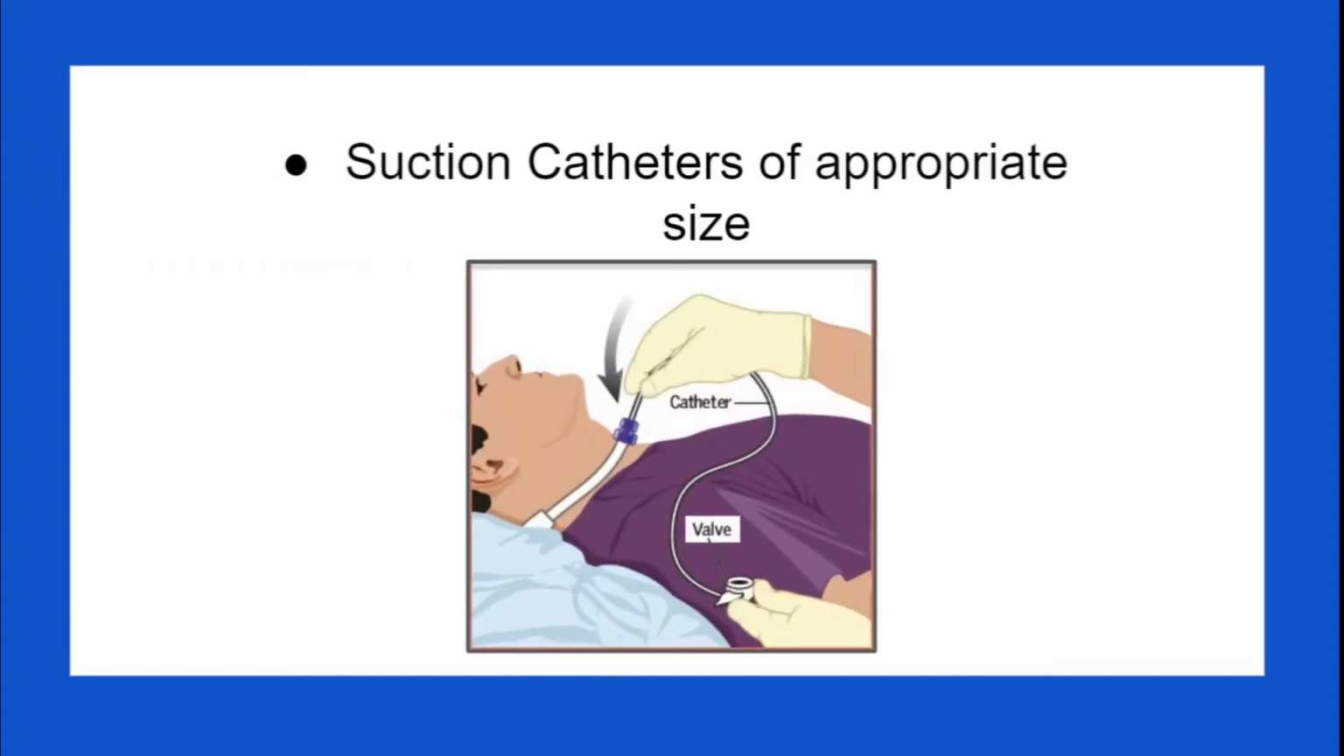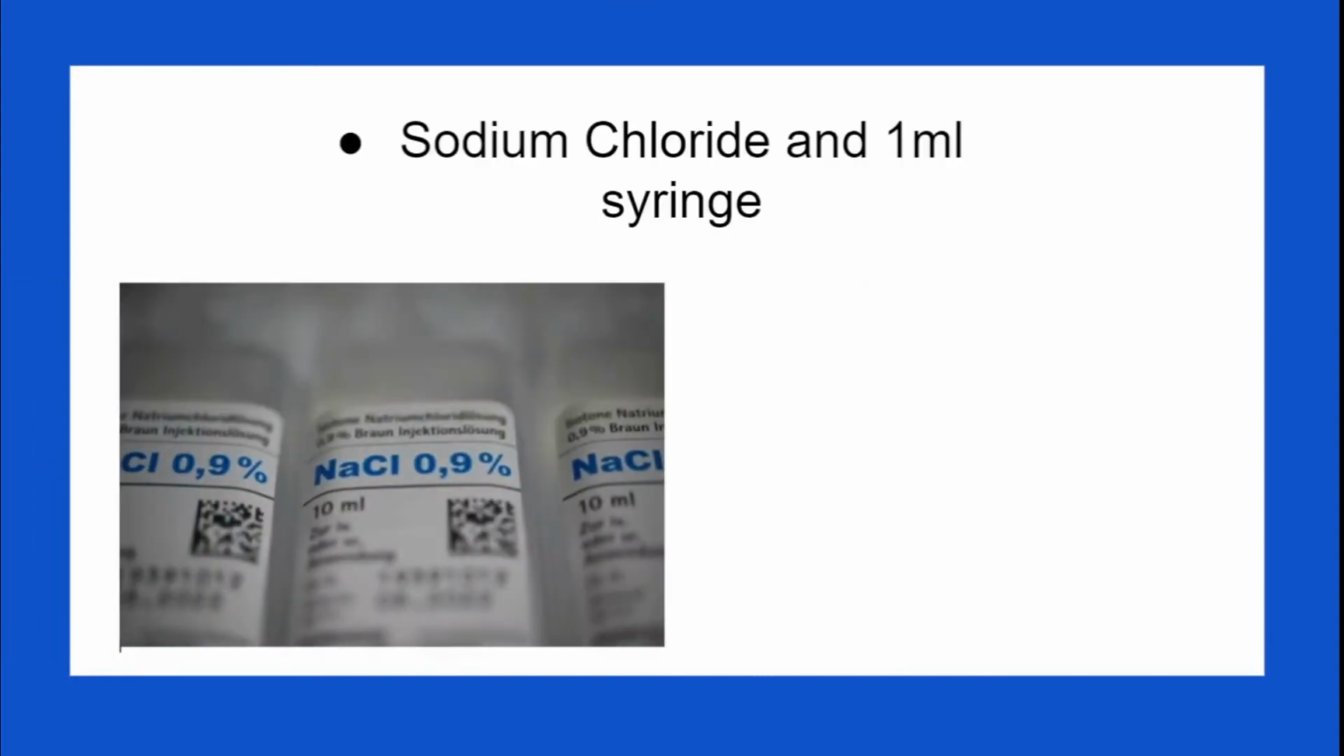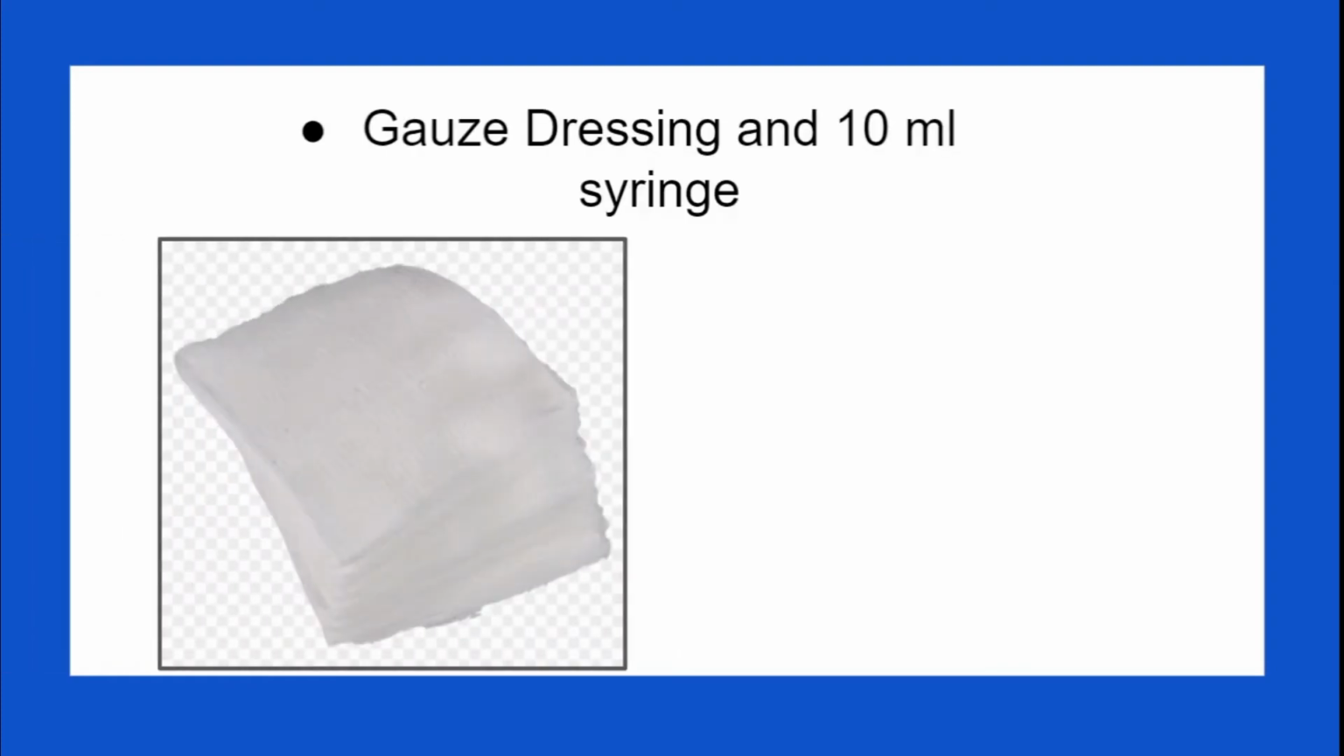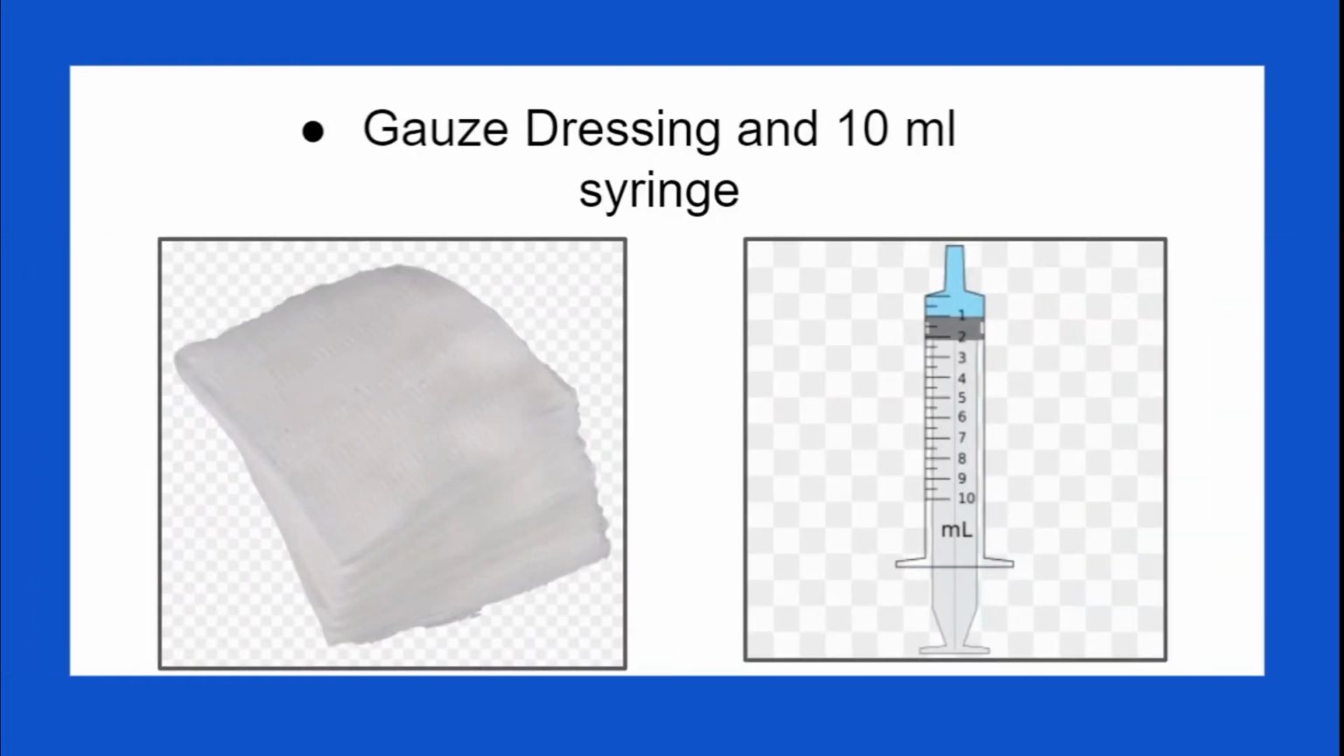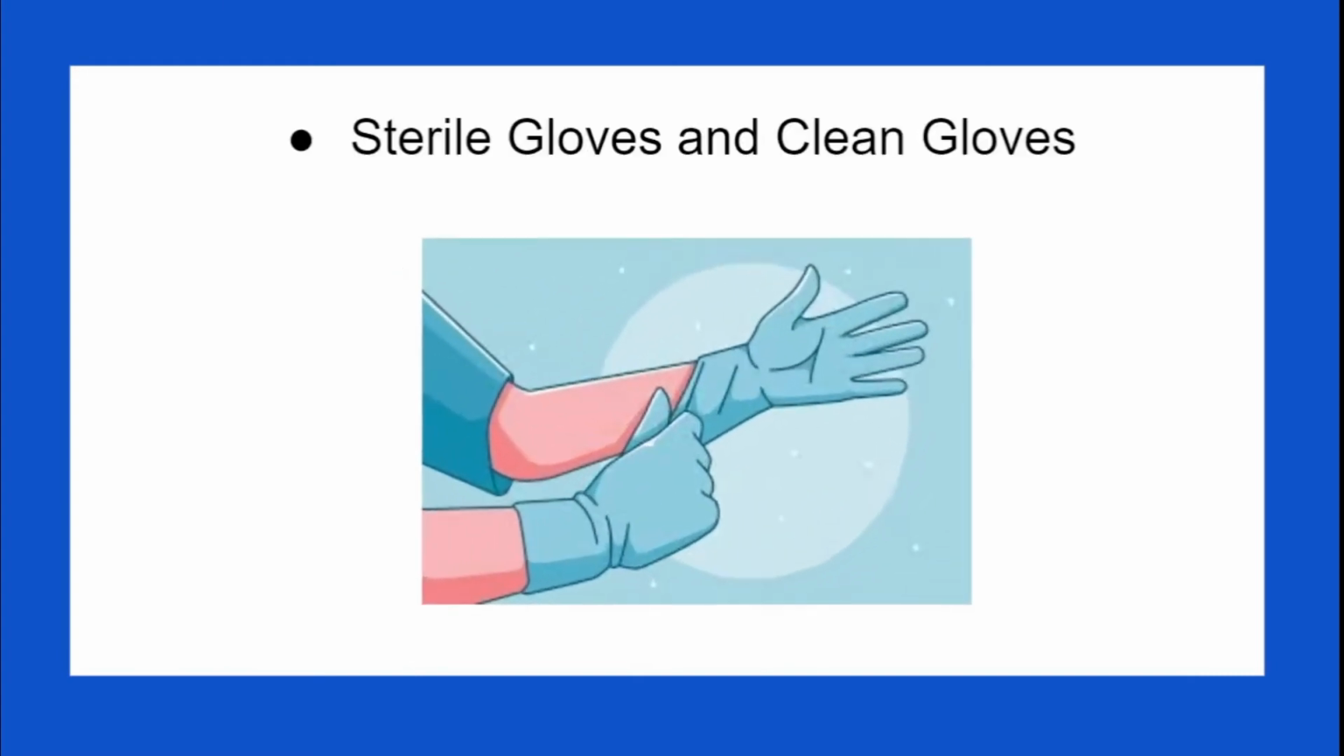Suction catheters of appropriate size, sodium chloride and 1 ml syringe, gauze dressing and 10 ml syringe. From the previous pictures you can see the gauze dressing in the tracheostomy site, and the 10 ml syringe is to deflate and inflate the cuff. Sterile gloves as well as clean gloves.